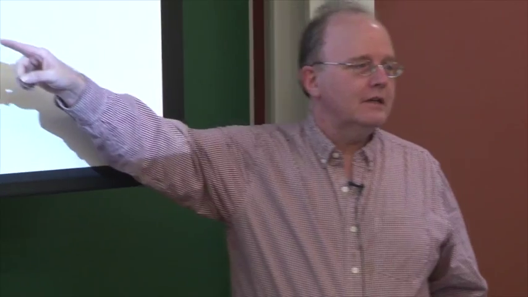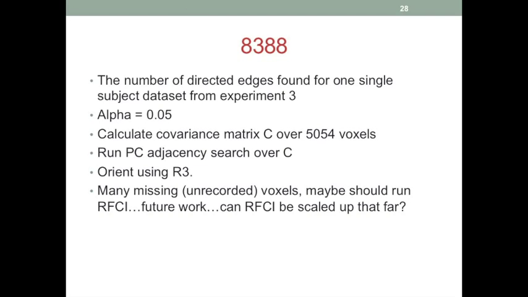As a side note, with GES and images, I've actually gotten GES to scale up to 800 or 1,000 variables, which compared to the previous scale up is quite a jump. But I have not been able to get it to scale up to 5,024. 8,388 is the number of directed edges for one single subject data set from experiment 3. Alpha is 0.05 in this case. Calculate the covariance matrix over all the voxels, run PC and then orient using R3. Notice in this case, there are many unrecorded voxels. So maybe we should run RFCI in the future if we can get it to scale up that far.